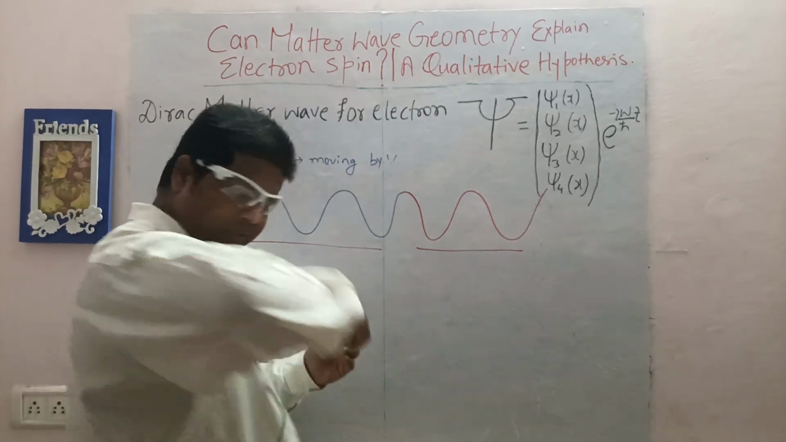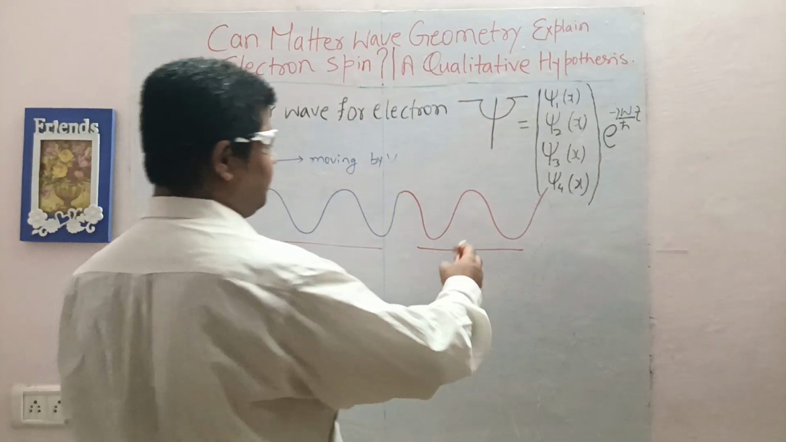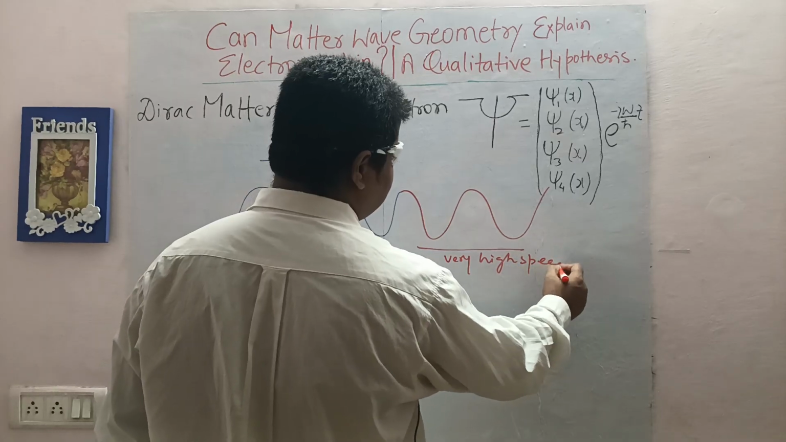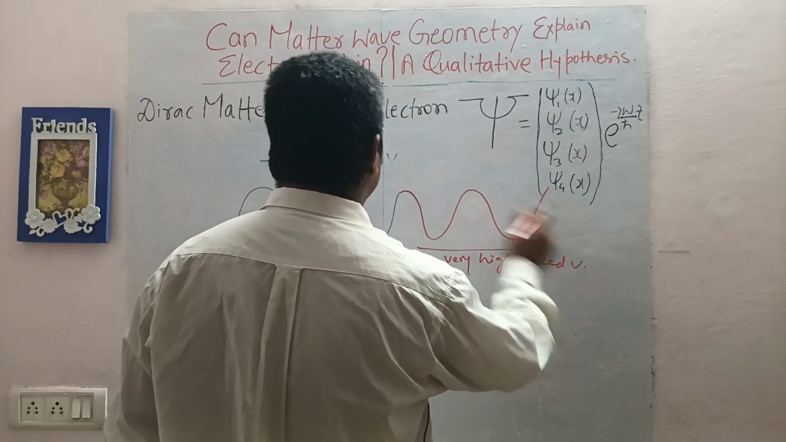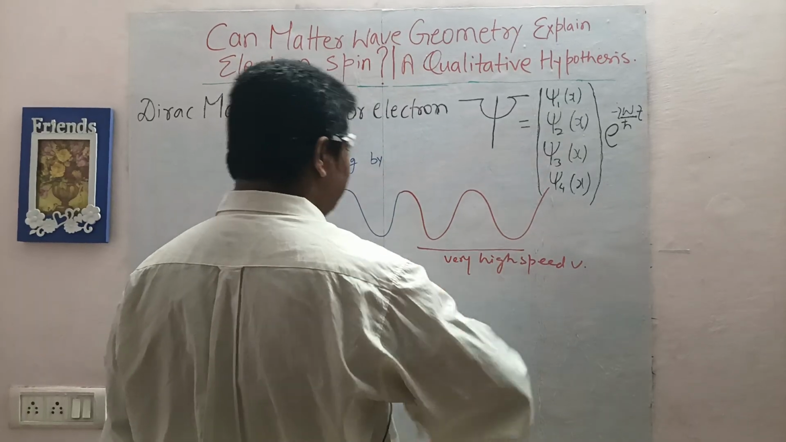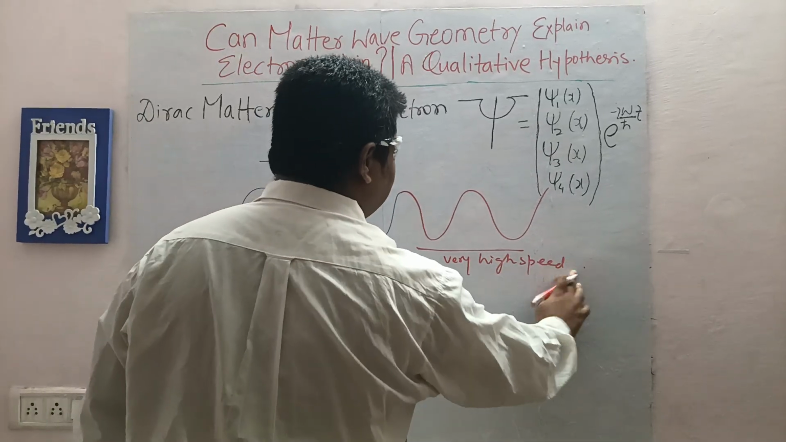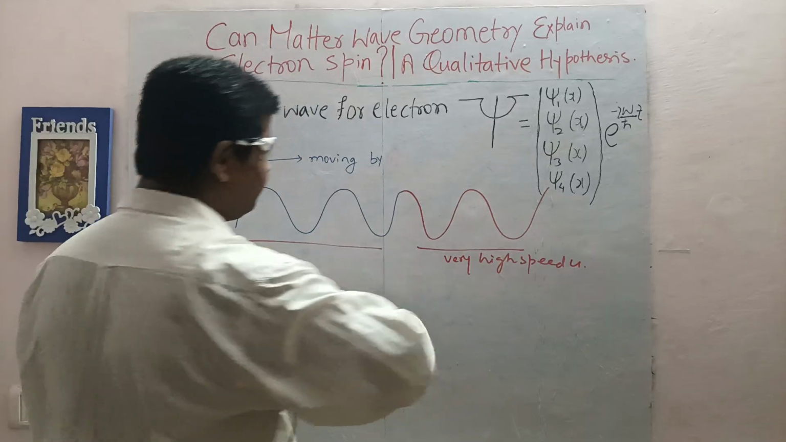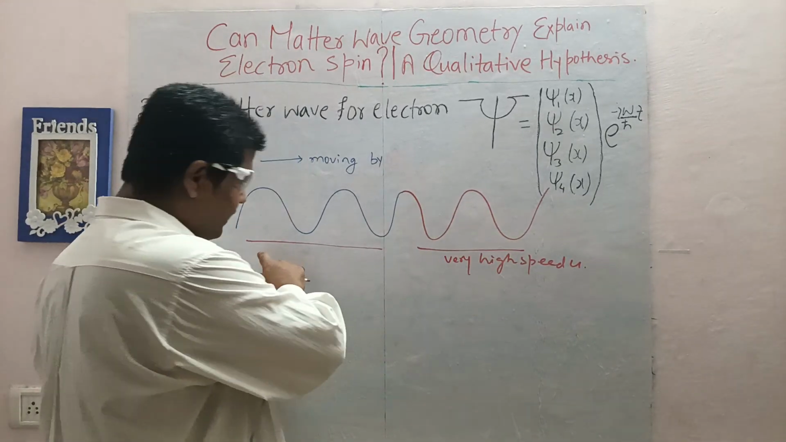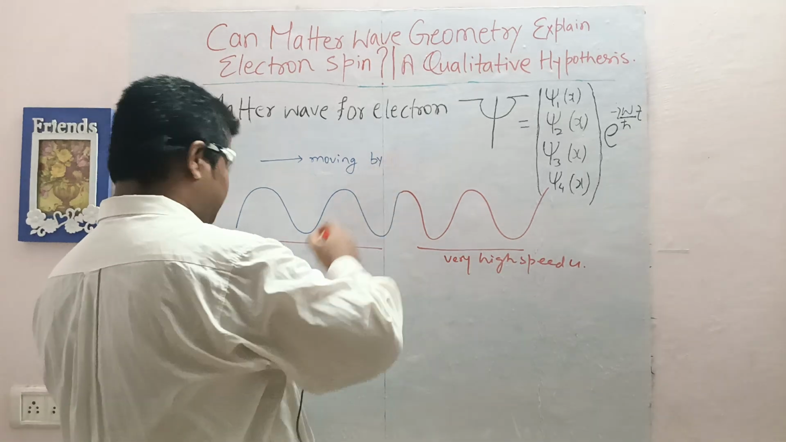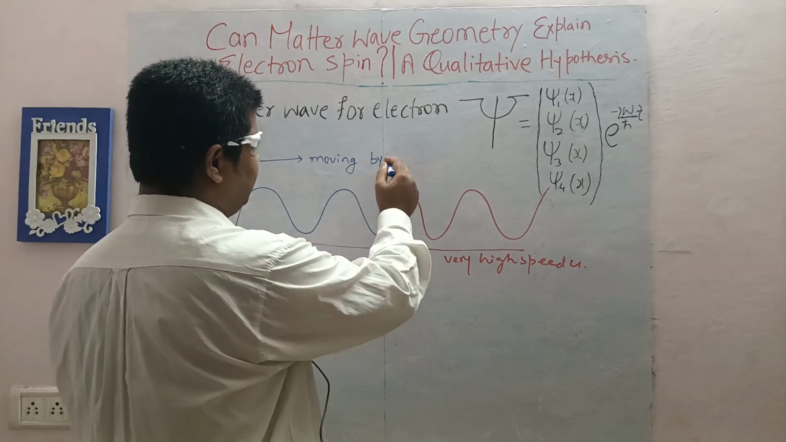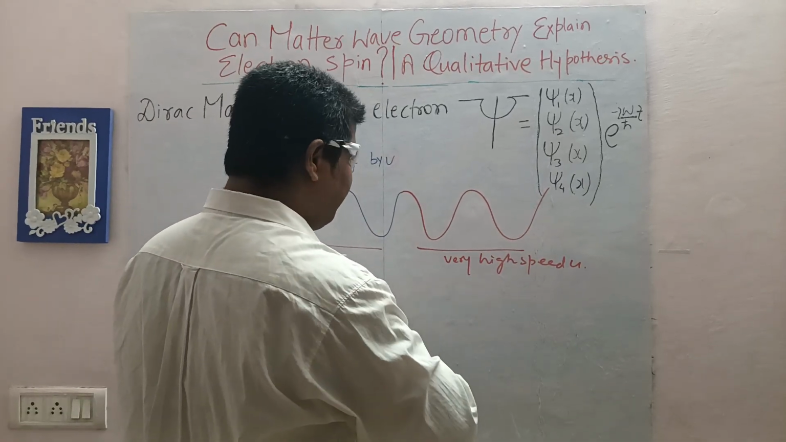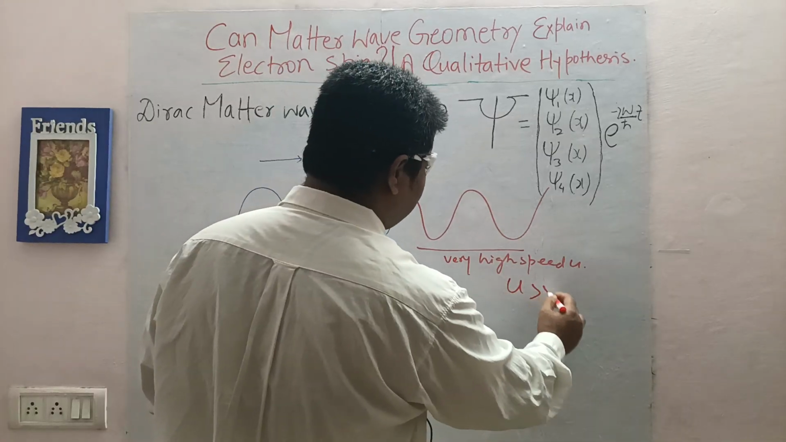This section of the wave suddenly gains a very high speed u. Sorry, I'm writing u. Earlier speed was v. This was the previous speed. Now what do you see? This section is still moving with the previous velocity v. But this section has gained a very high speed u.